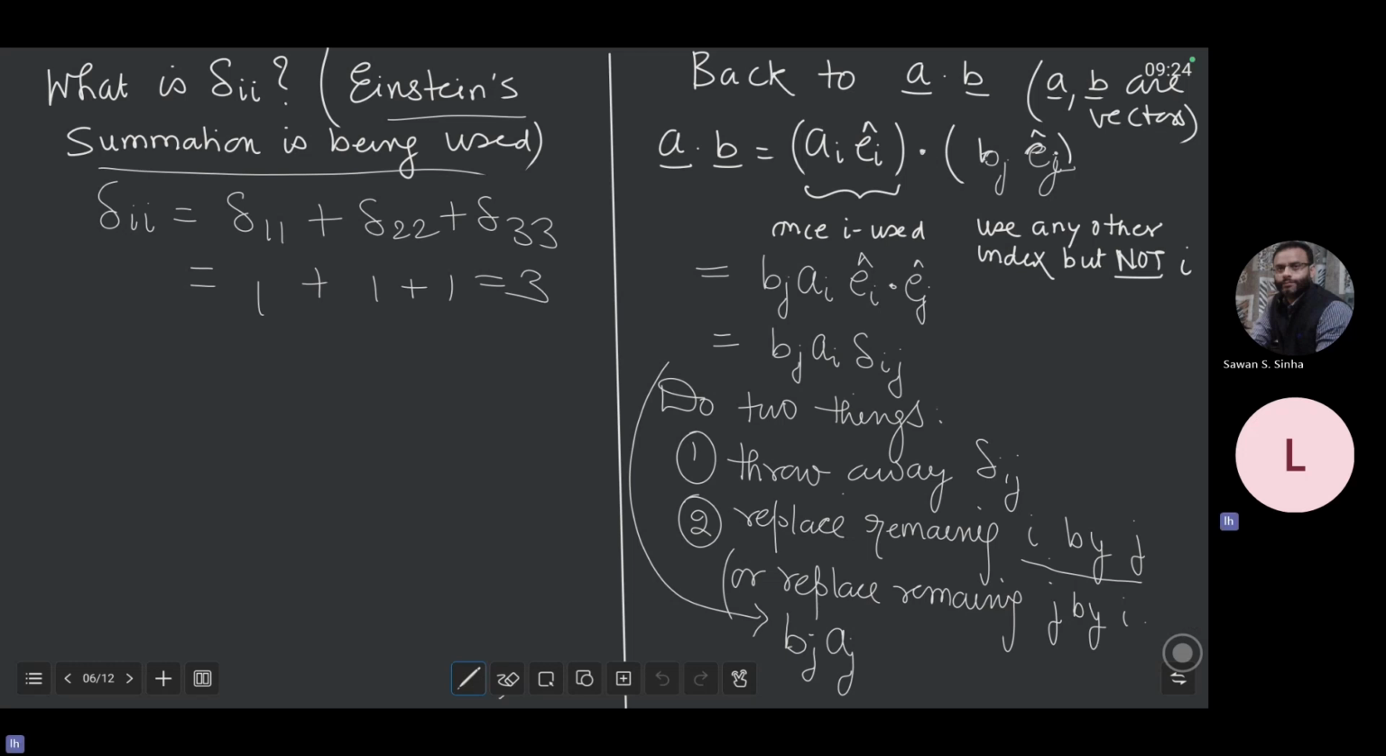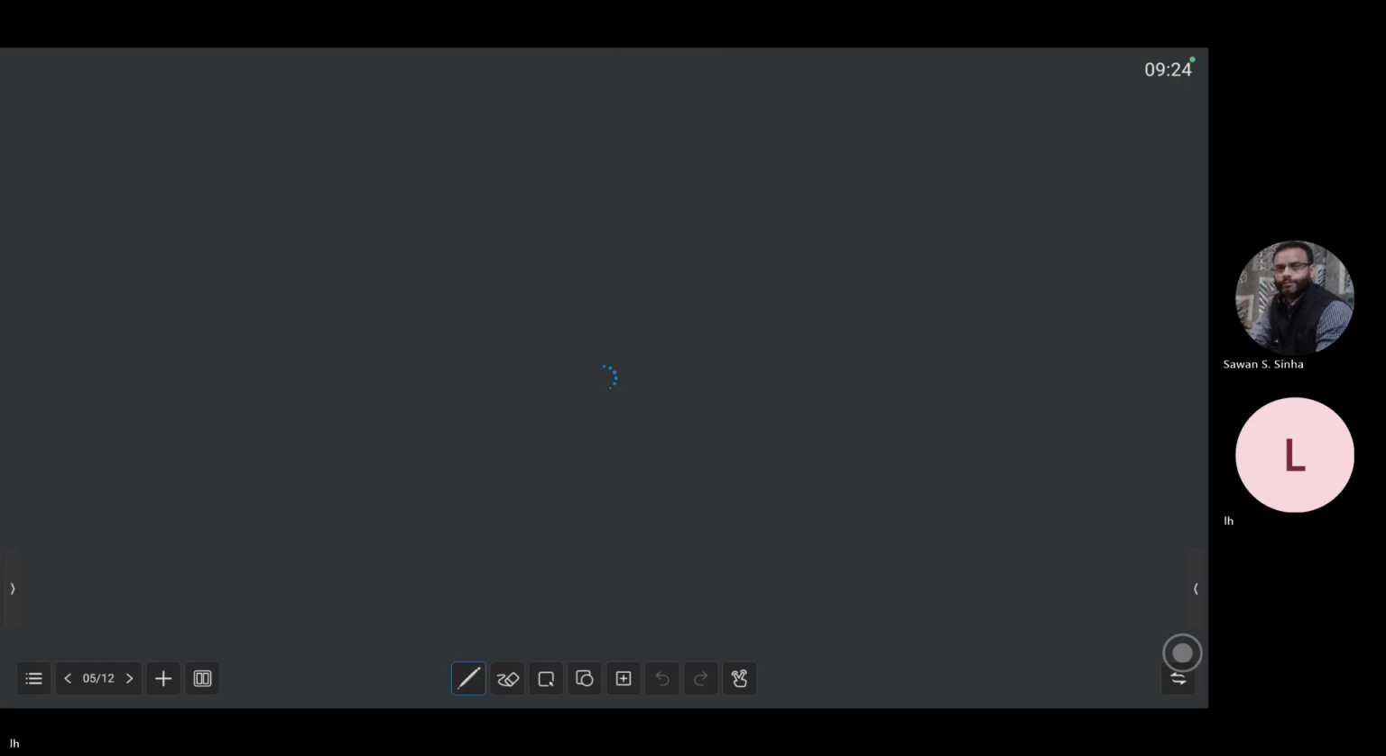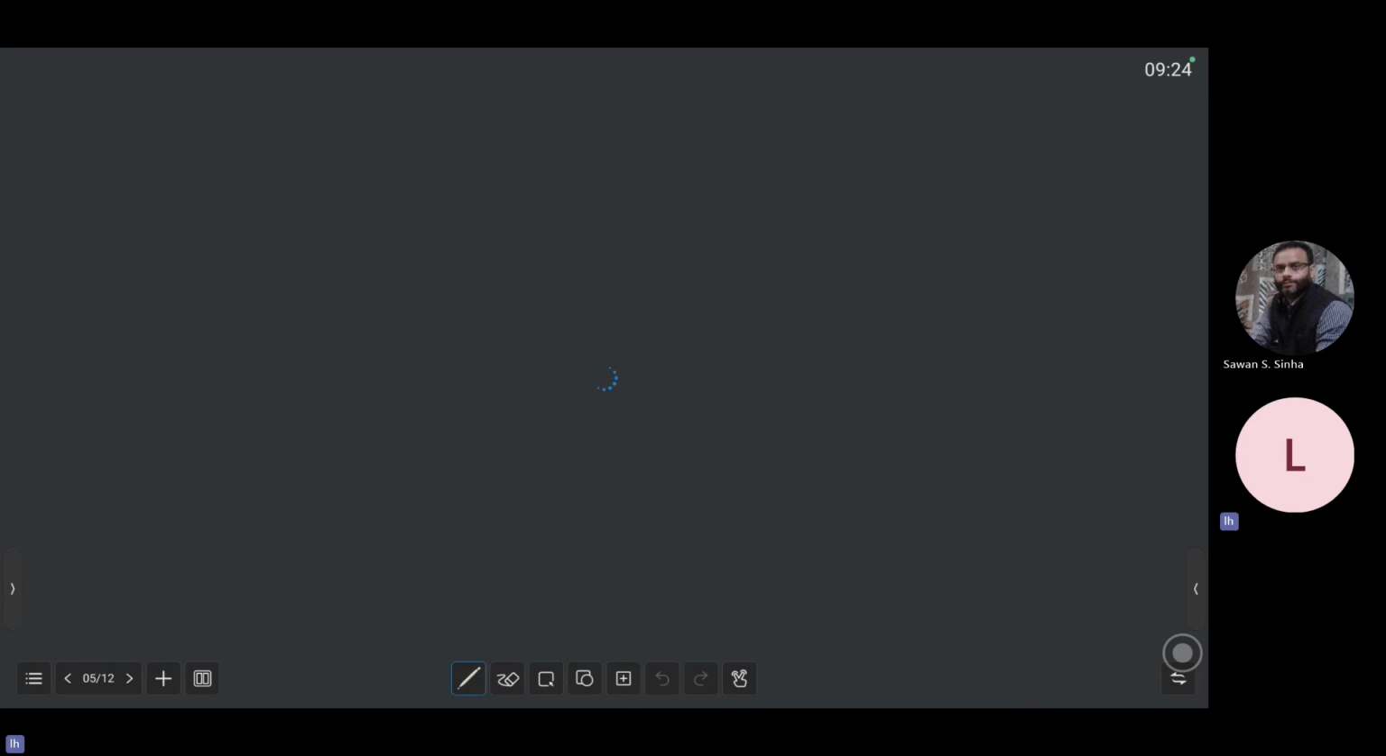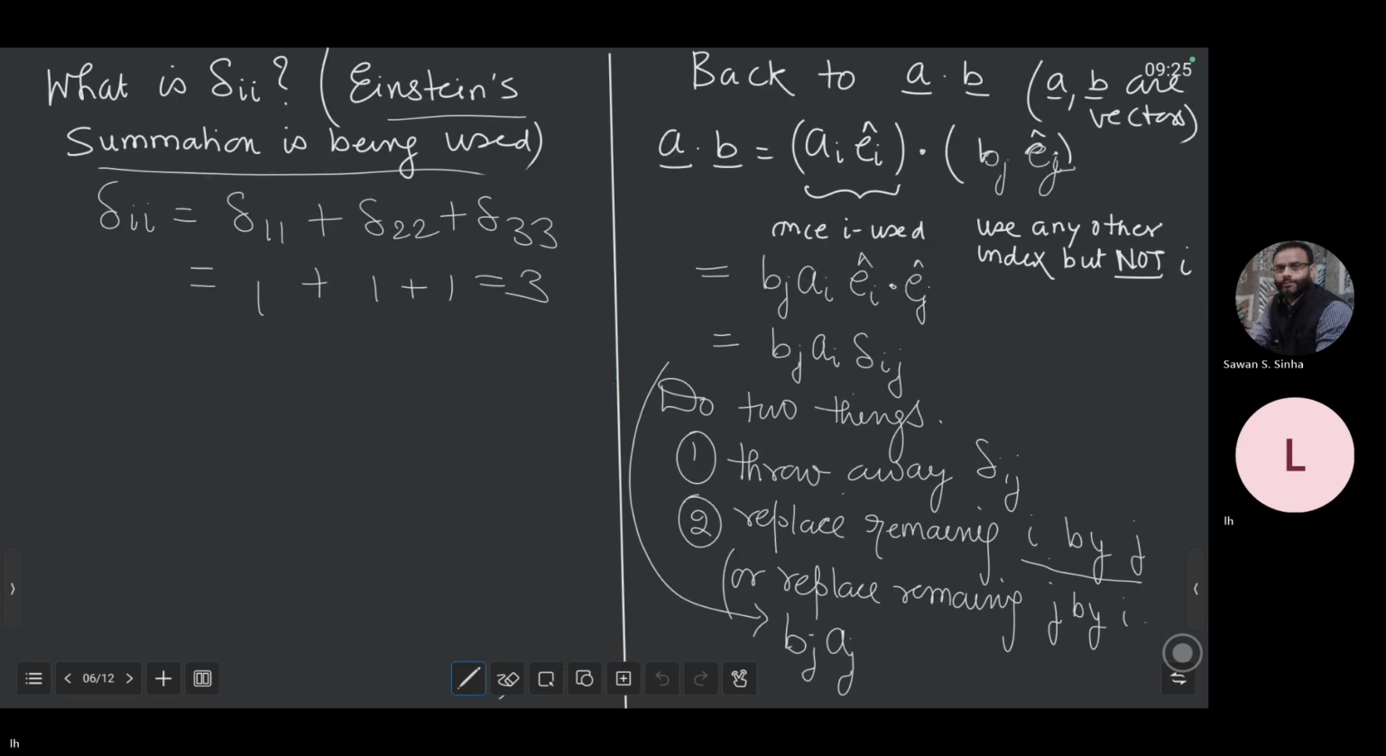Does it save time compared to what we did here? If A dot B were introduced for the first time, say in 8th, 9th and 10th class, we would do this, expand all 9 terms, then remove some. Compared to that, now we will use this fast way. Okay, any questions? Clear? All right. Now ramp it up. We will ramp it up to higher order tensors.